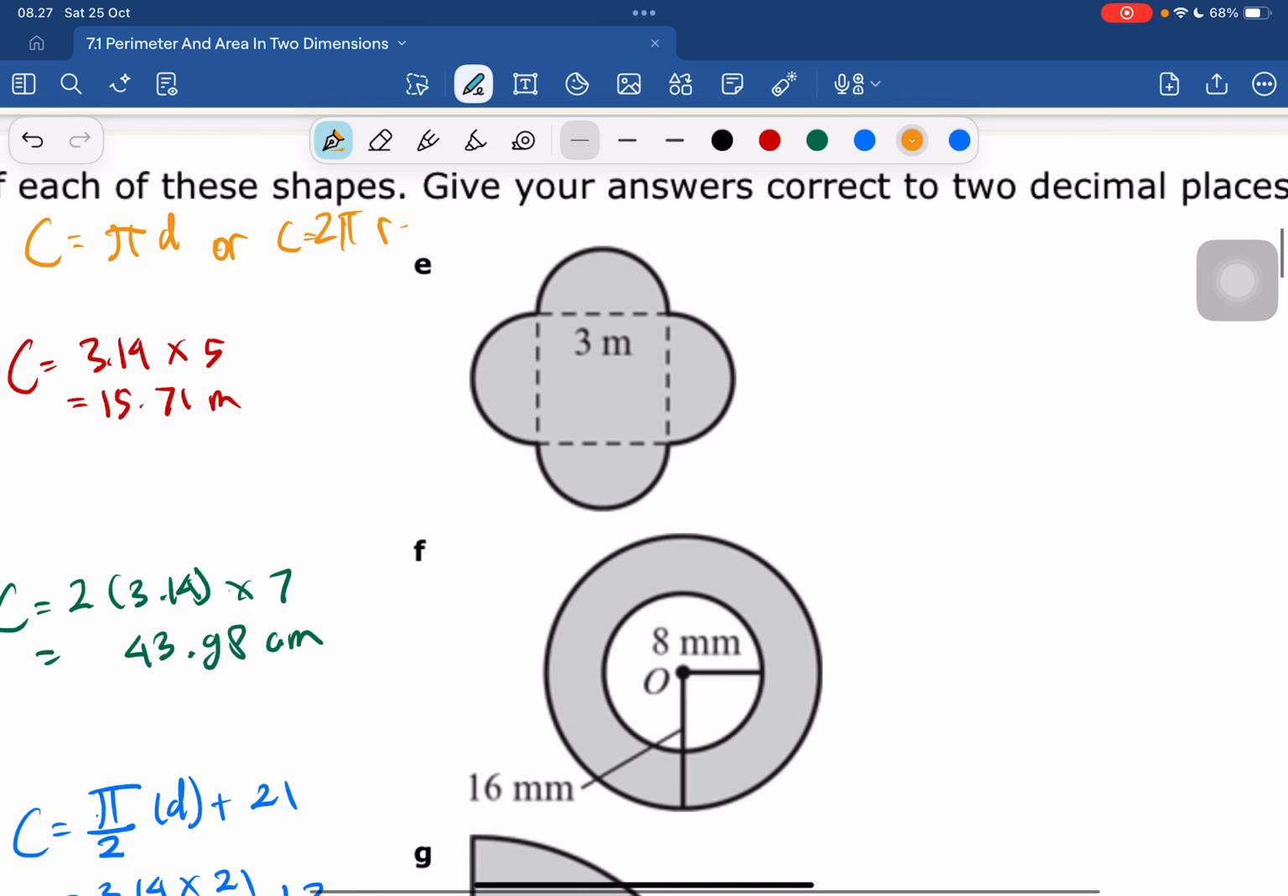Next we got here. Okay, we got a half and a half, which is going to be 1. Half and a half again is going to be 1. So we got 2 circumferences, pi times the diameter. So 2 times pi, the diameter is 3. So this is 6 pi, where pi is 3.14. So we calculate it. It's going to be 18.85 meters.